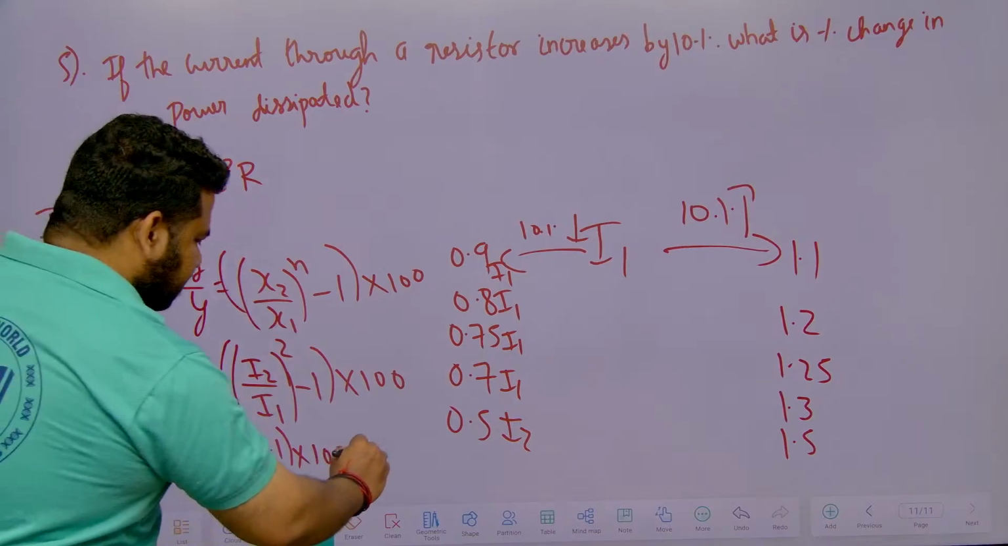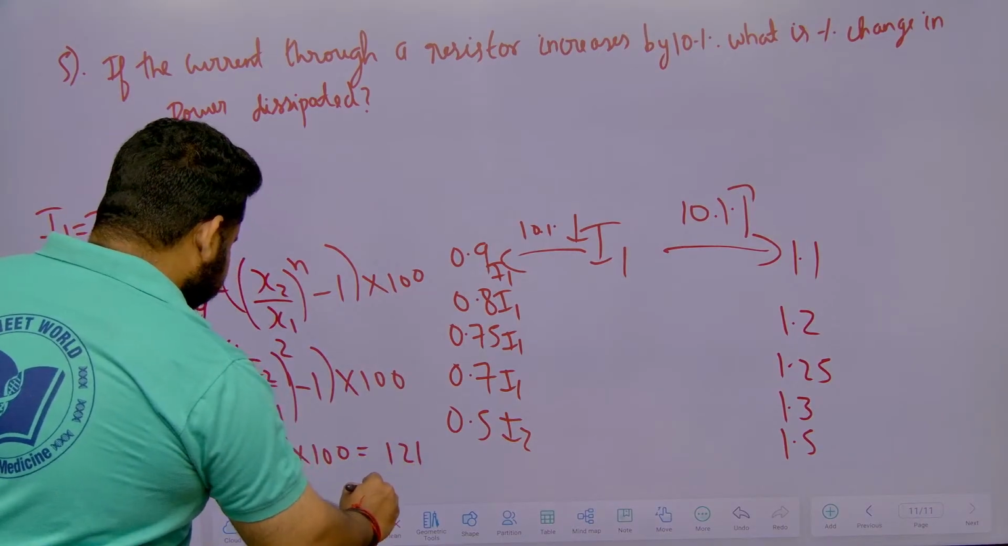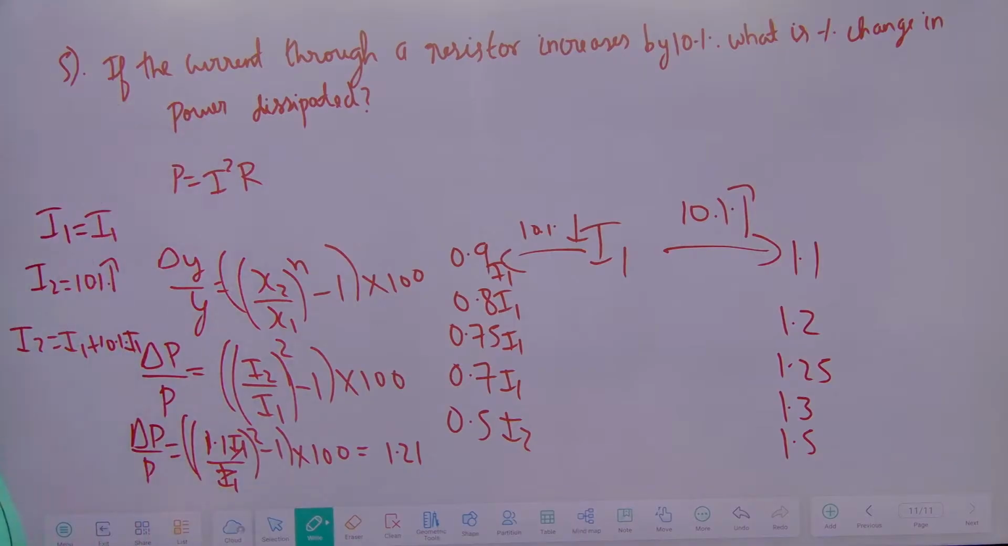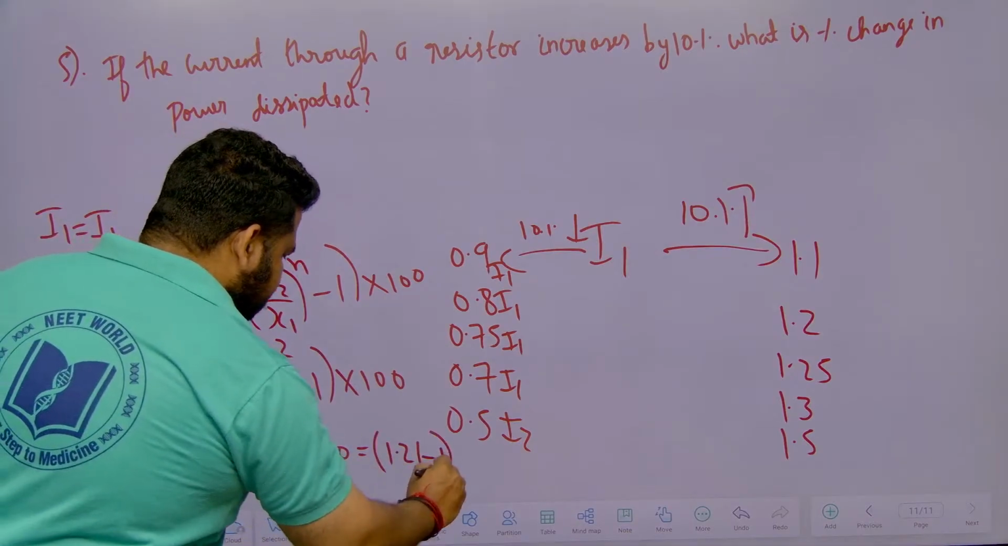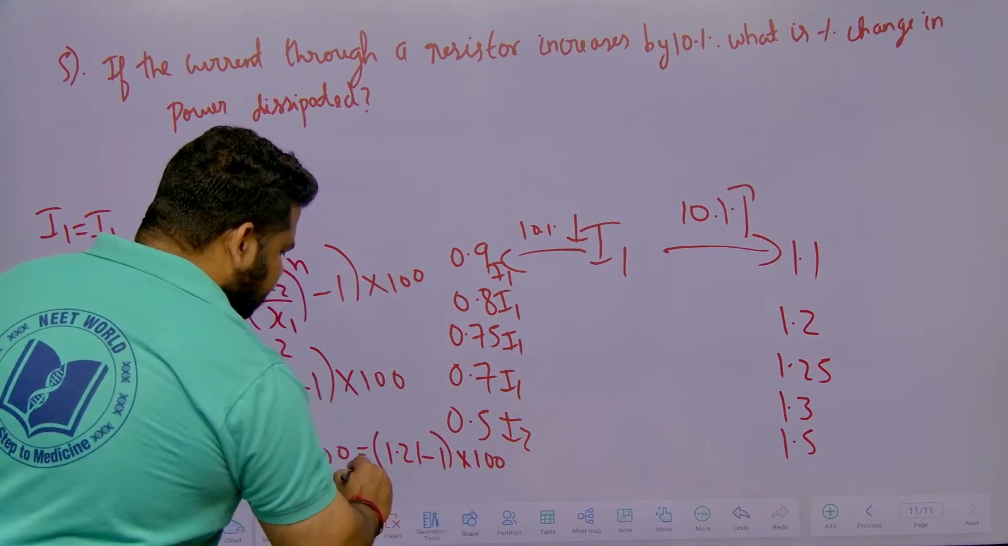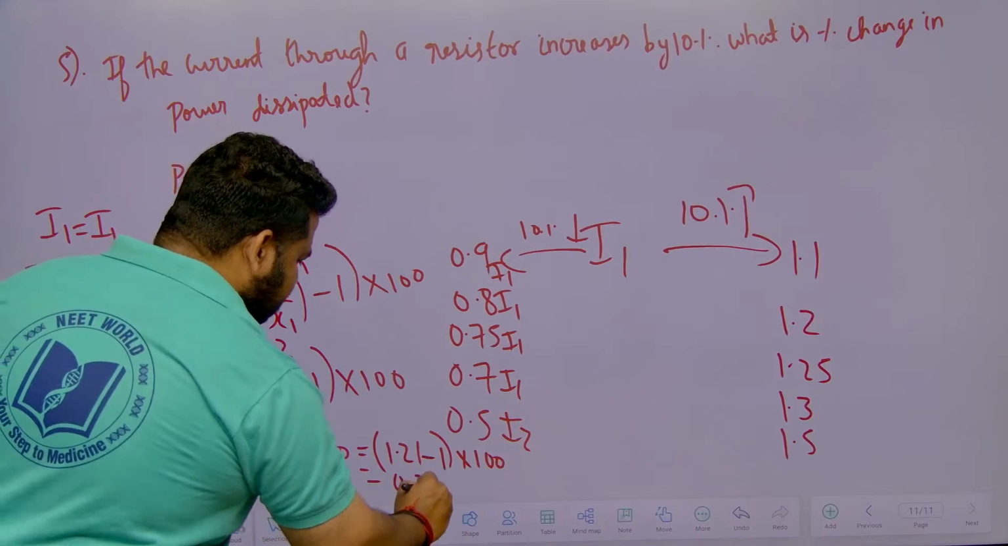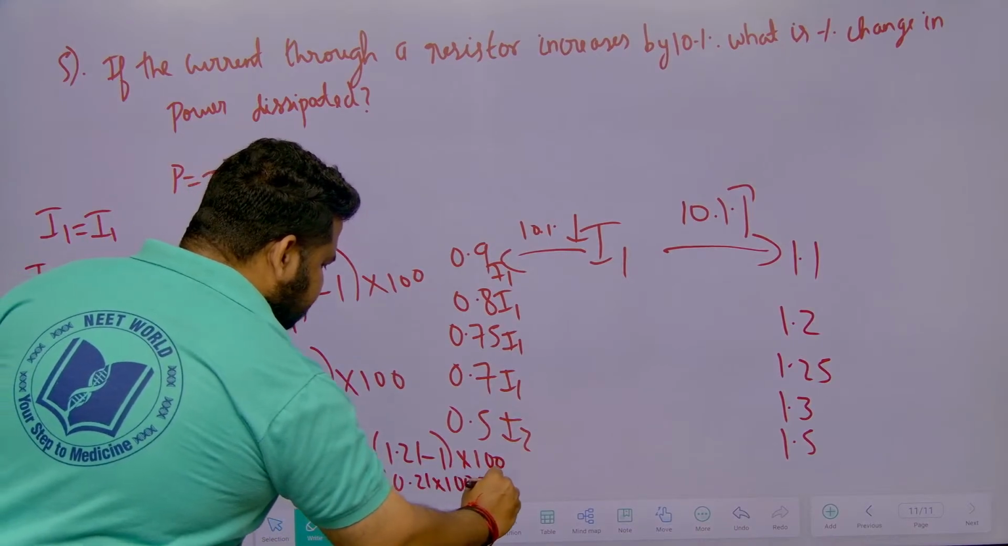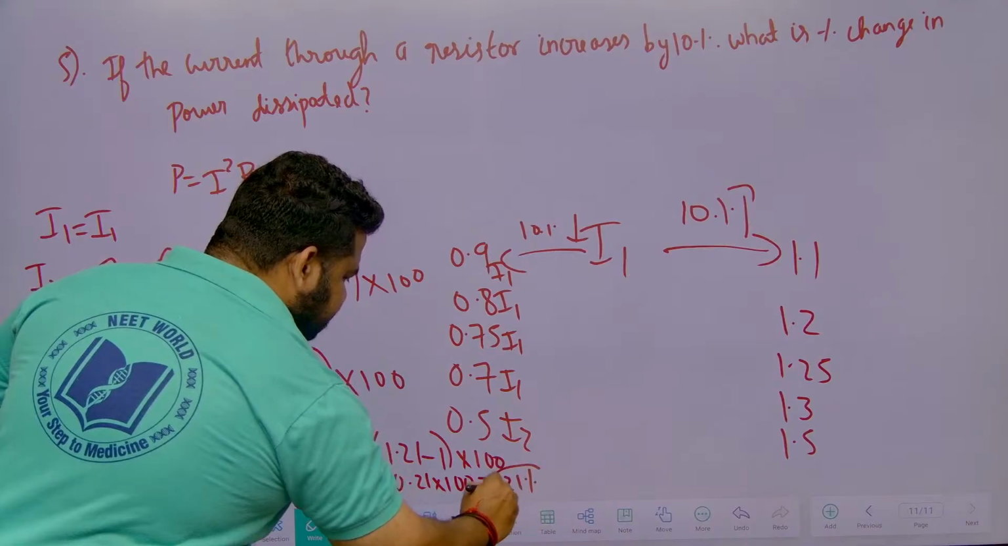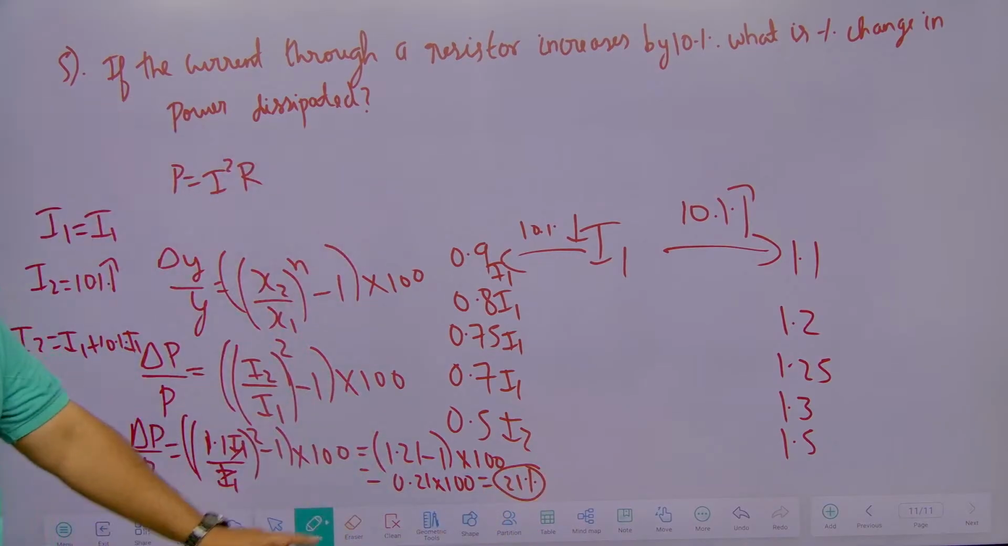So I can write 121, and the decimal point is there, so this will become 1.21, since 1.1 into 1.1 has 2 decimal places. 1.21 minus 1, into 100. 1.21 minus 1 is 0.21, into 100 is 21. 21% is the answer. Our answer is 21%.